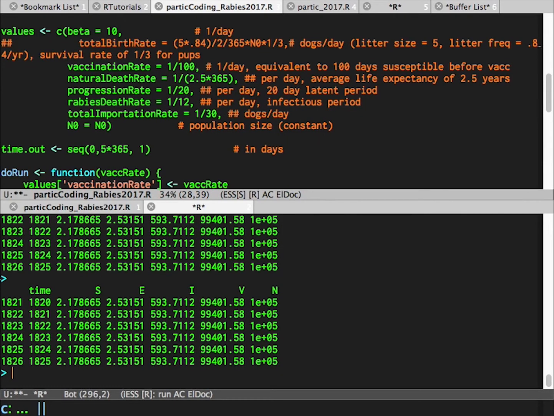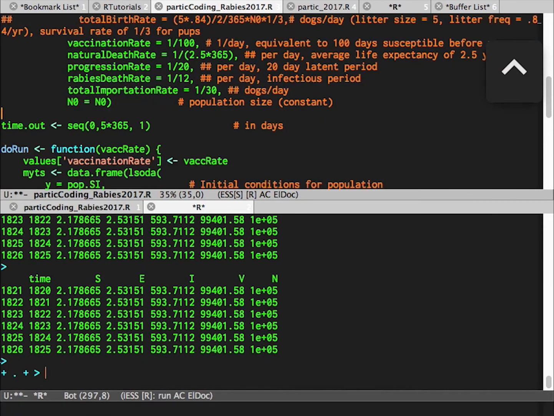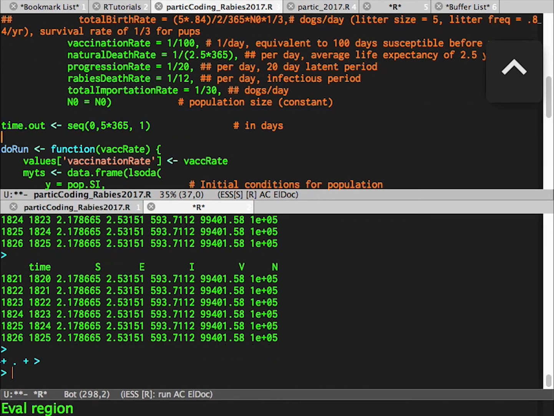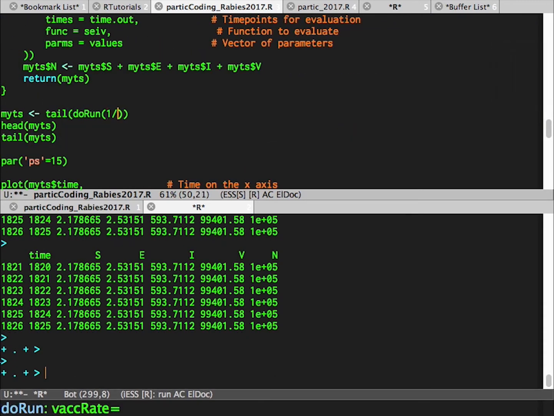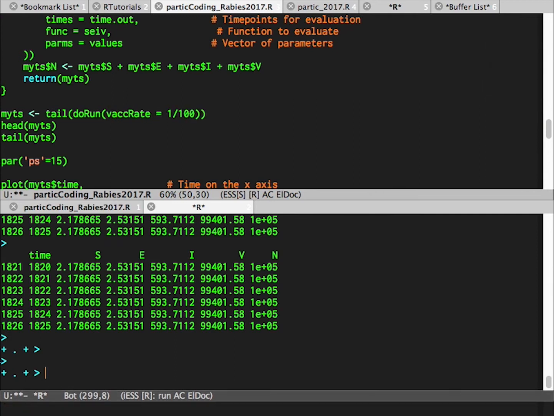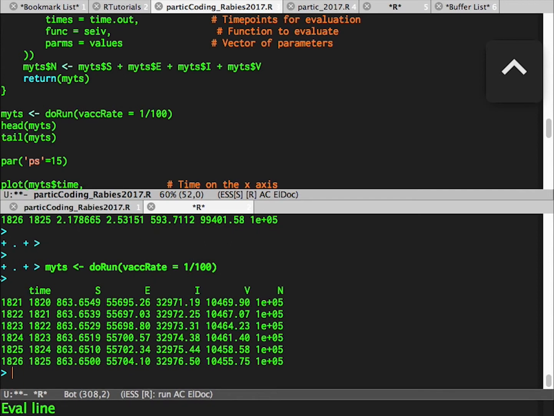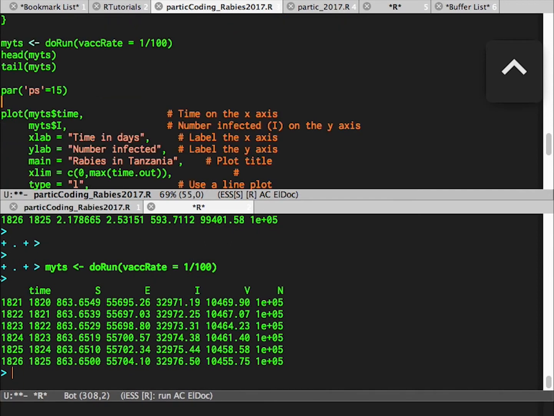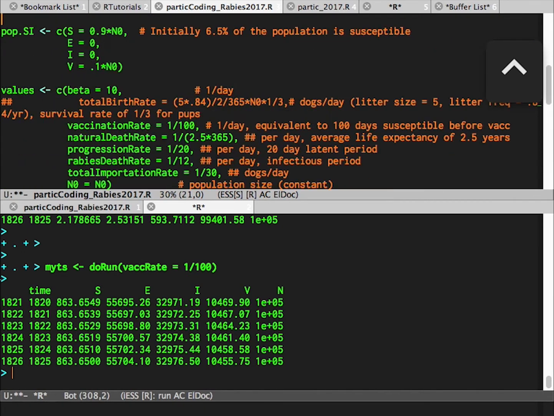Okay, what about beta and... Sure. Okay, let's see what reducing the total importation rate does. And let's do it back with our 1 over 100. And just so it's clear what this is, vax rate. Okay. So it looks like we still have quite a lot of, thanks.